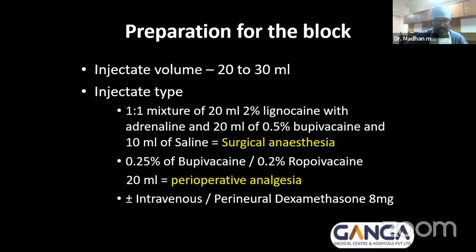And injected volume in ultrasound, again, up to 20 ml is sufficient. We always give 20 ml of local anesthetic since it is ultrasound guided. As for the injectate, in our institution, we use a 1:1 mixture of 20 ml of 2% lignocaine with adrenaline and 20 ml of 0.5% bupivacaine, and 10 ml of saline for surgical anesthesia. And for perioperative analgesia, we use 0.25% bupivacaine or 0.2% ropivacaine, 20 ml, with or without intravenous or perineural dexamethasone 8 mg.